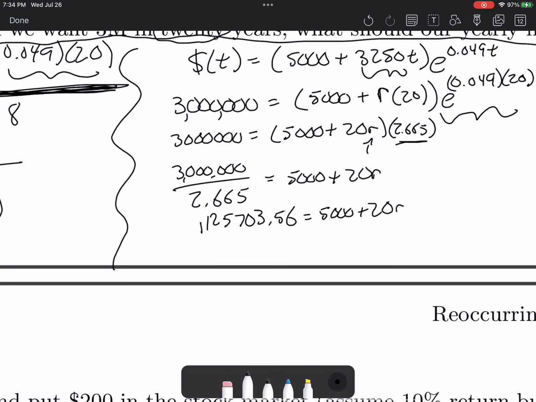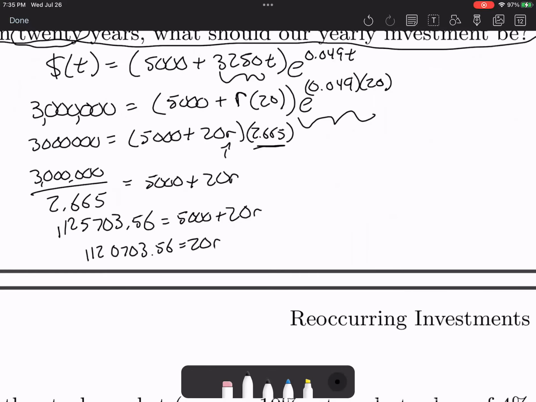All right, now let's subtract 5,000 from both sides. We get 1,120,703.56 is equal to 20R, and dividing both sides by 20, we find that R is approximately equal to $56,035 and some change.